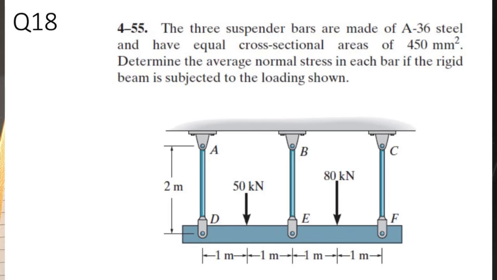So soalan diminta adalah determine the average normal stress in each bar if the rigid beam is subjected to the loading shown. So kita melihat berapakah amount force in which position, which you can see 50 kN dan 80 kN. Berapakah average normal stress in each bar? So sini kita mesti mencari berapa force of it, berapa average normal stress of bar AD, bar BE dan bar CF. So kita teruskan.